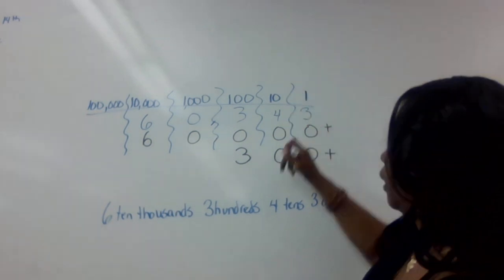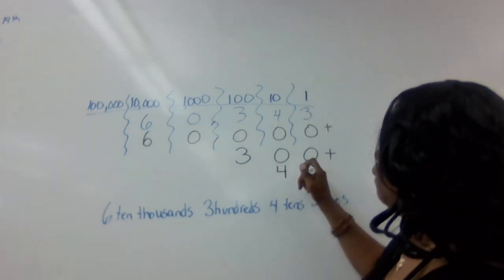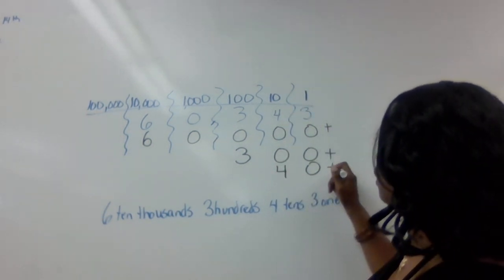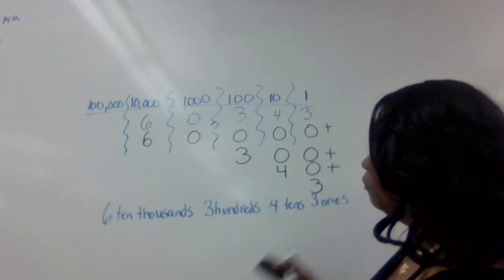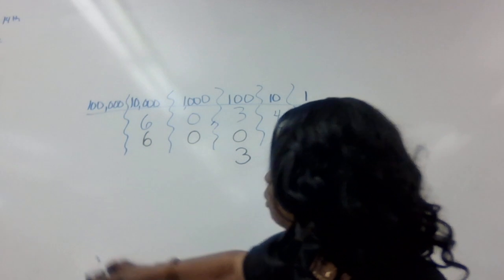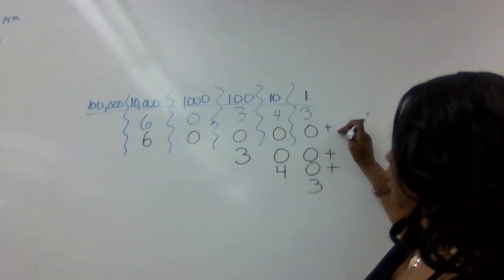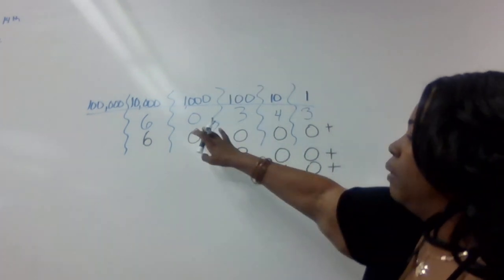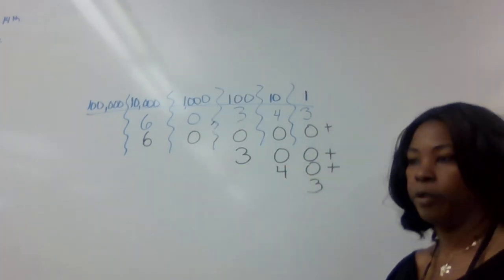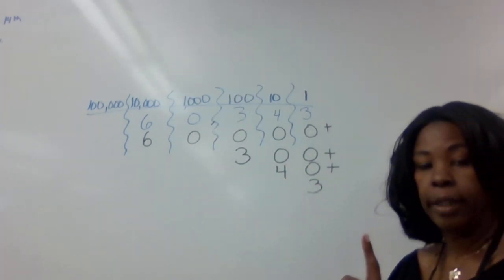Next, we have a 4. We come straight down with the 4. Everything else goes to a 0. And finally, we have a 3. Come straight down with the 3. Okay? So we have 60,000 plus 300 plus 40 plus 3 will give you 60,343. That's one way of doing the expanded form.